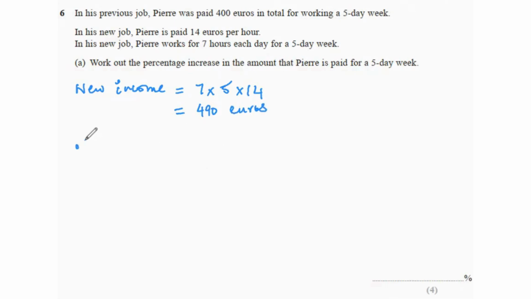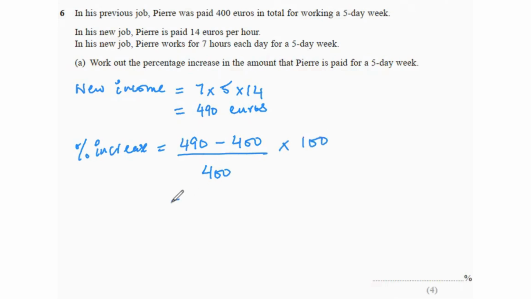So for the percentage increase, like we discussed previously, new value, which is 490, minus the old value, which is 400, again divided by the old value, and then times the fraction by 100. So that's 90 divided by 400 times 100, which is 22.5%. So that's your percentage increase for the amount he earns for a 5-day week.